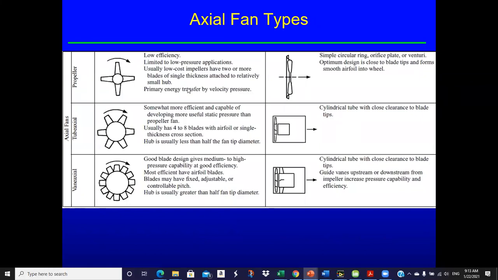This is the ASHRAE screen capture on the different axial fans. I guess the low cost cheap one is what they call the propeller fan. This would be for exhaust applications. You see them in plants all the time up on the walls where they exhaust or blow air in or out of the plant. They usually don't have very good efficiency. They can't generate much pressure, but they will move a lot of air. And then the tube axial and the vane axial here have more pressure capabilities and better efficiencies.